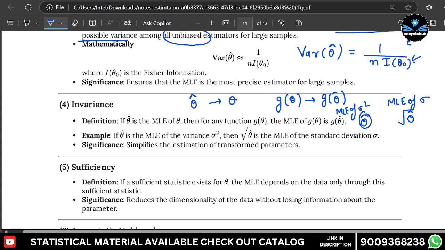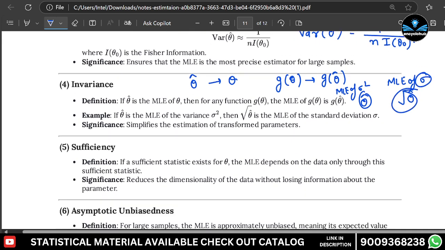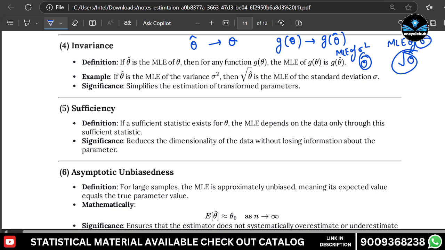It simplifies the estimation of transformed parameters, so we can transform the parameters accordingly. Now, sufficiency: a sufficient estimator exists for theta, and the MLE depends on the data only through this sufficient statistic.